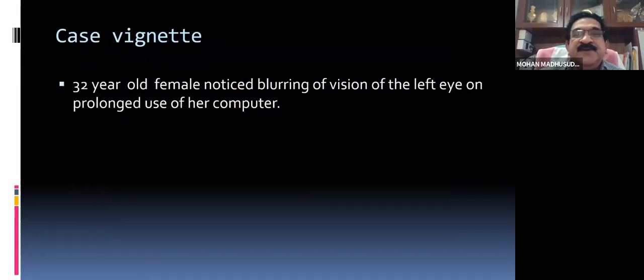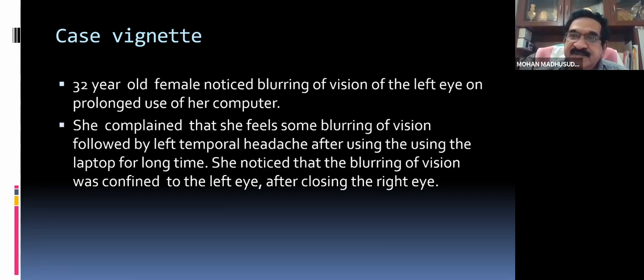This is a 32-year-old female. It's a little interesting case. Blurring of vision of the left eye on prolonged use of a computer. It's a short case, but a good case. That is her only complaint. It usually occurs in the evening when she works on the computer for some time that she starts having blurring of vision. She closed her right eye and found that it was confined to the left eye.